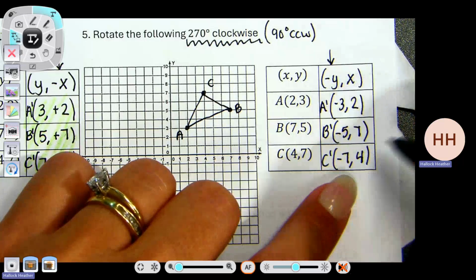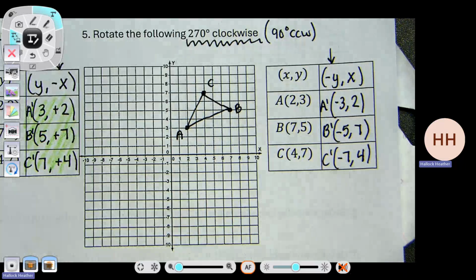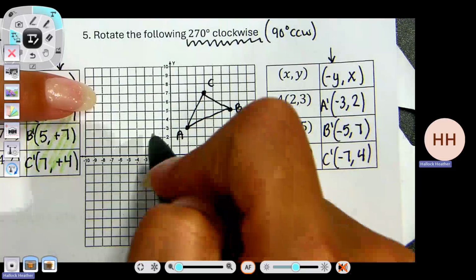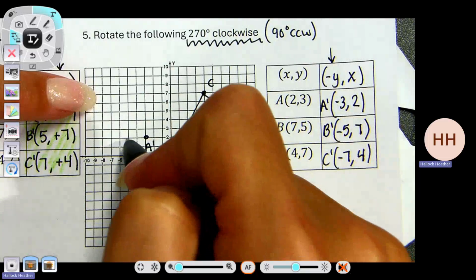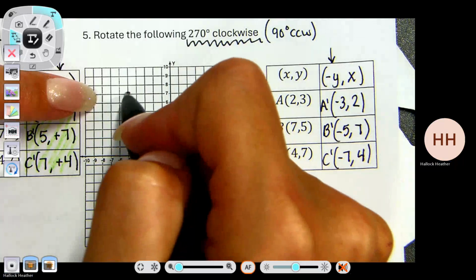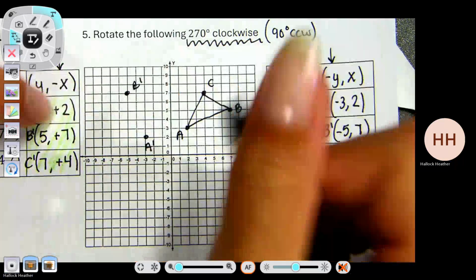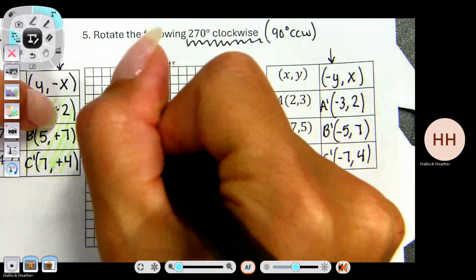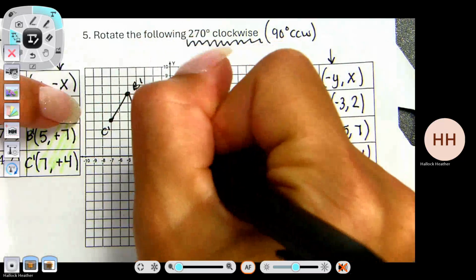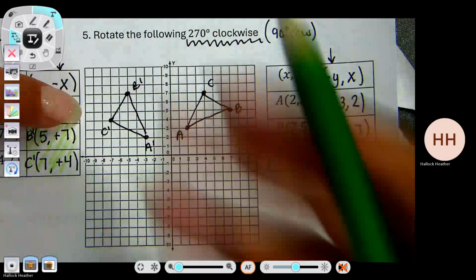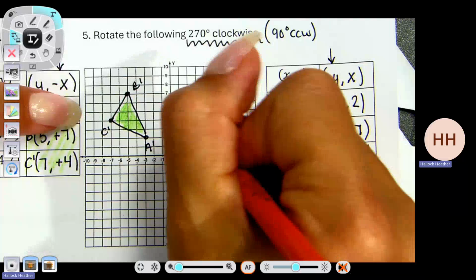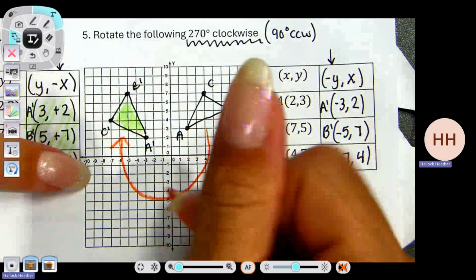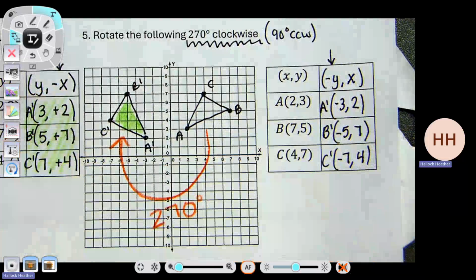And then C? -7, 4. So when you plot this, it's moving technically 3 quadrants to the right, which spins all the way up back around. So it's going to end up over here. -3, 2. -5, 7. How do we feel? Not too bad. So it's going to the right. 2, 7. So that's what it should look like.